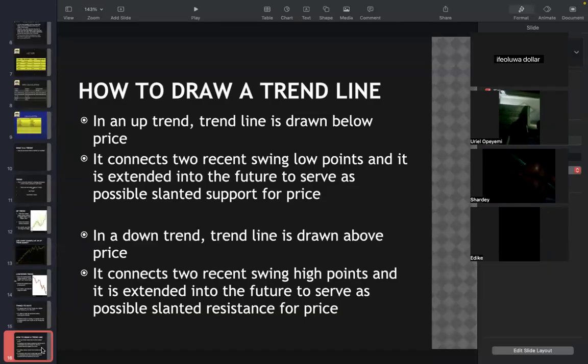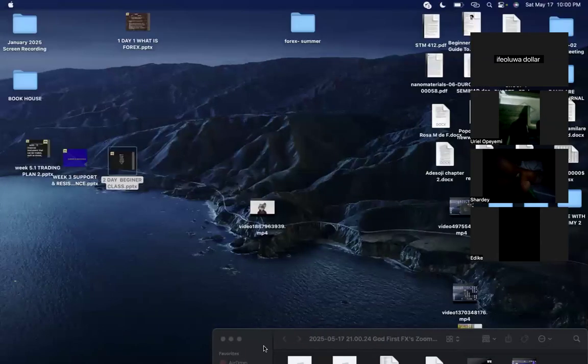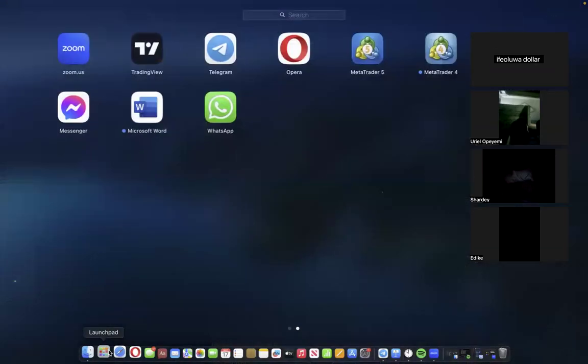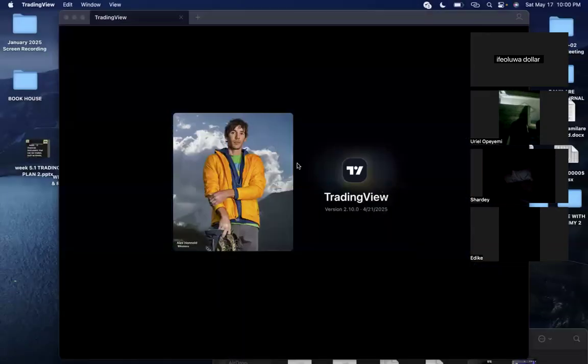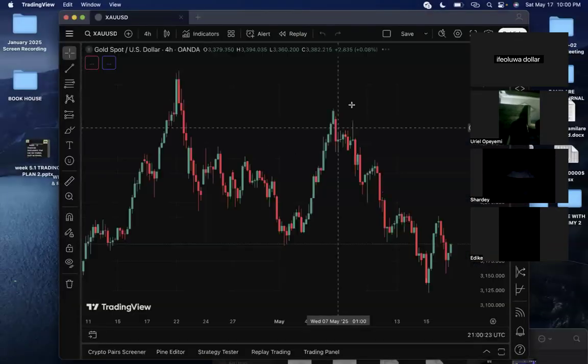How to draw a trend line. This is an uptrend. See, a trend line is so simple, and it's one of the most important things. Let me tell you one thing. Some advanced traders, people who have been trading for a few years, do not know how to draw a trend line. A trend line is really, really important.